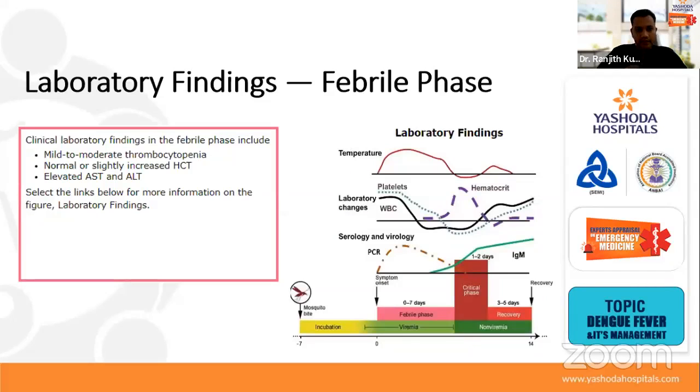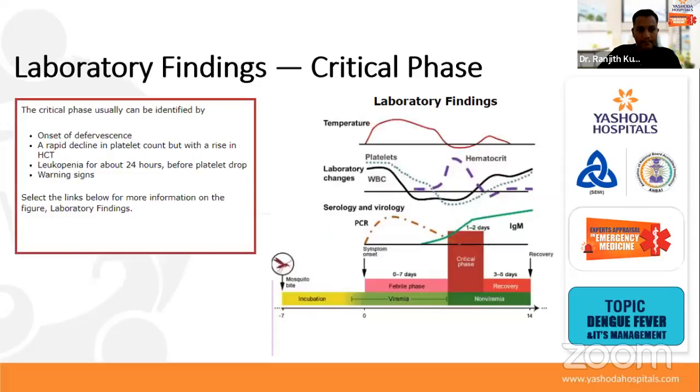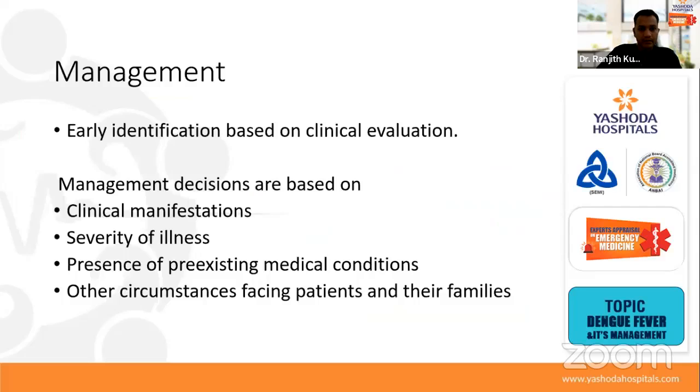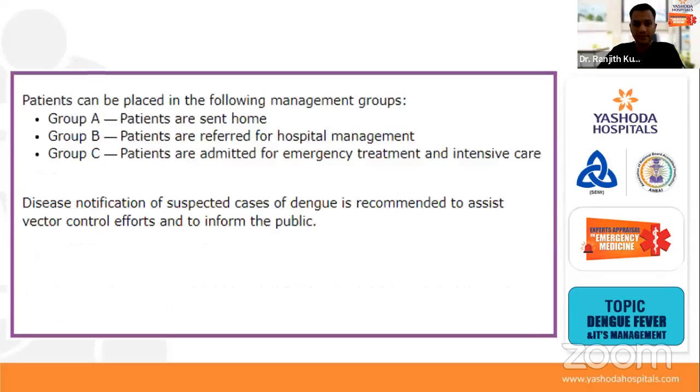The laboratory findings would be a drop in platelet count with a rising hematocrit, as we have discussed earlier. So early identification is very crucial. Management decisions are based on that, and the severity of the outcome usually depends on the presentation of the patient, pre-existing medical conditions, and the severity with which they present.